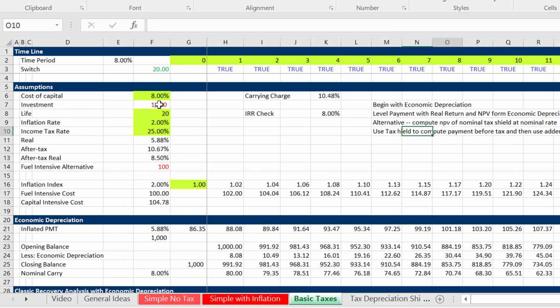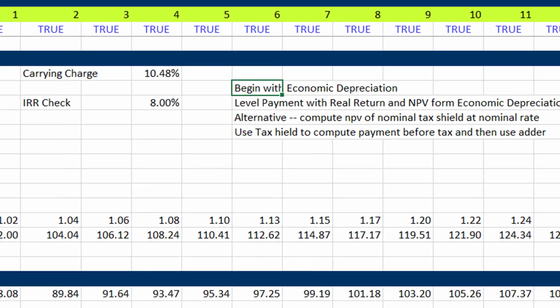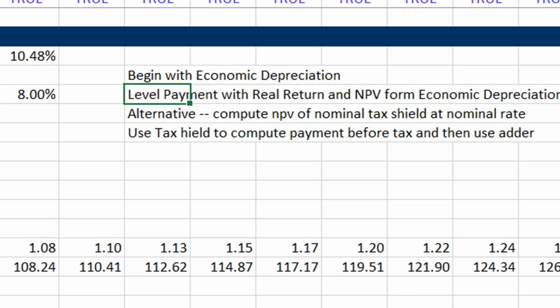So here's the deal. Begin with the economic depreciation. Then take the level payment and include the taxes. Okay, that was a bad explanation. Well, compute the NPV of the tax shield at the nominal rate and then use that in the payment function.